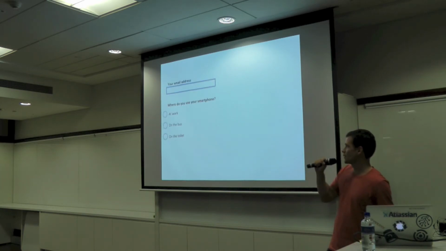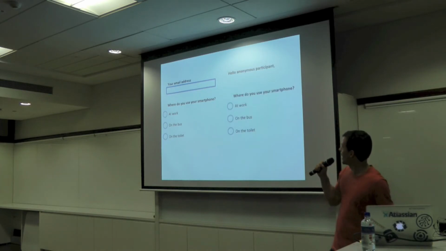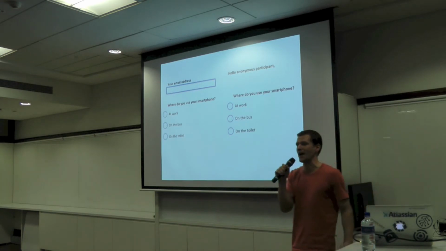Good. Next one. You ask them for the email address, and then you ask, where do you use your smartphone? At work, on the bus, or on the toilet? The next one was, hello, anonymous participant. Where do you use your smartphone? Same options. Which one produces the bias?